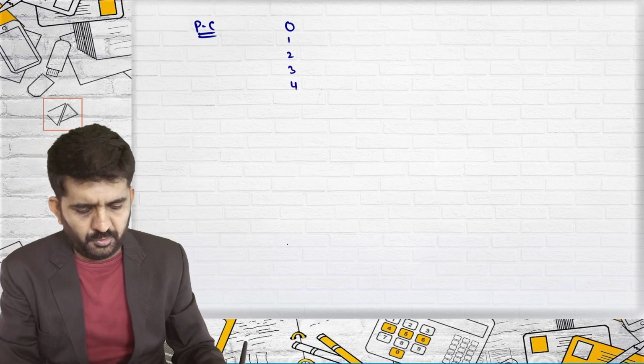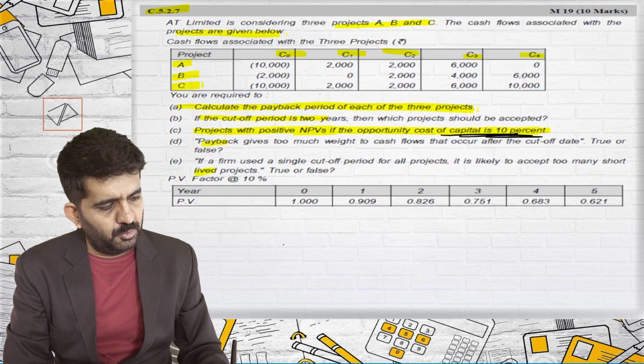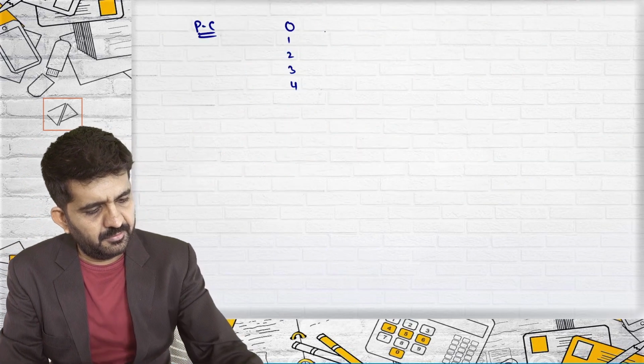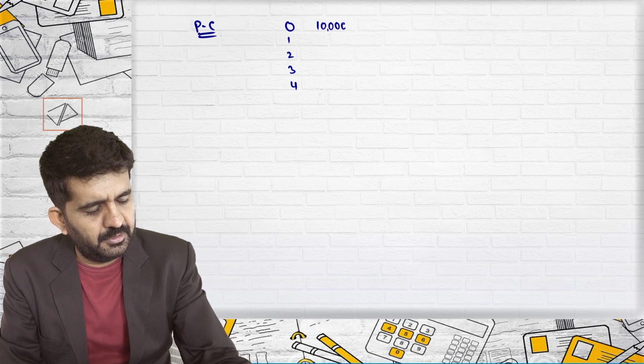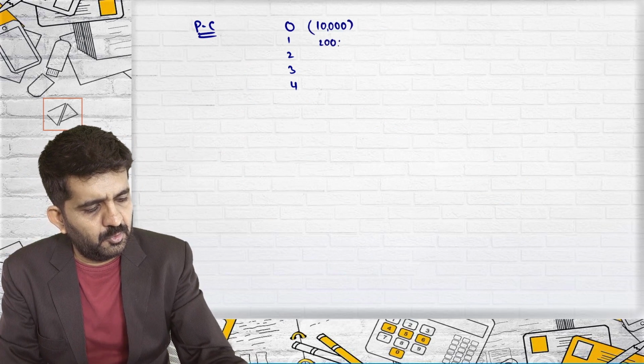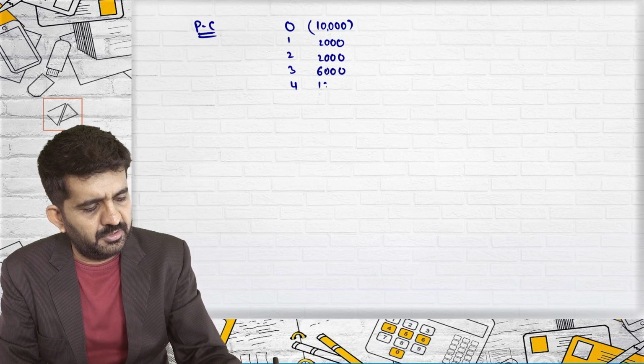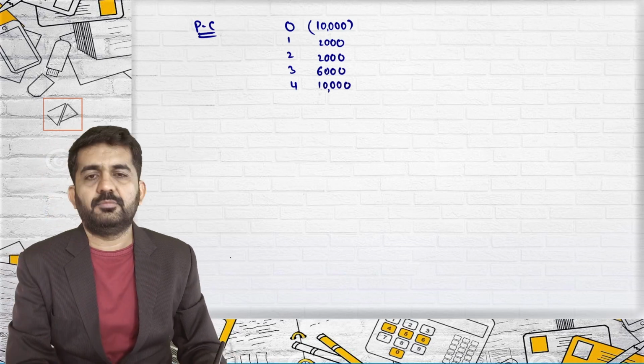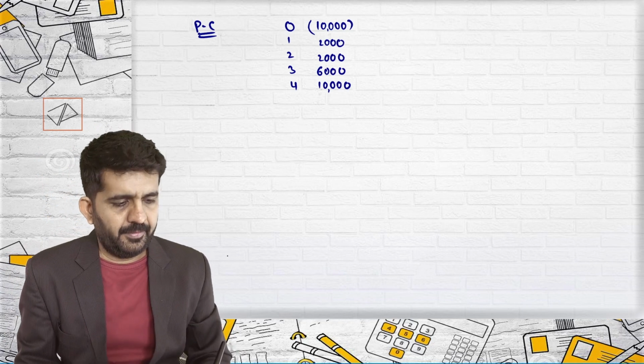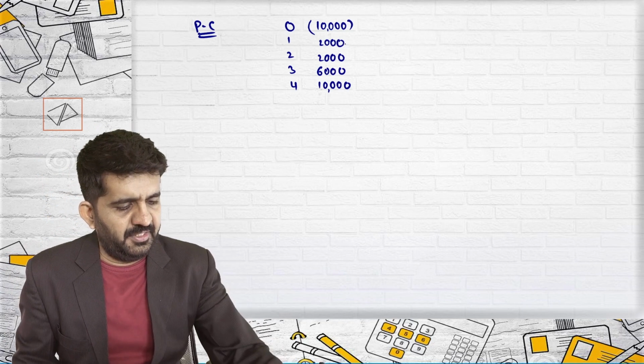Project C, years 0, 1, 2, 3, 4: negative 10,000, 2,000, 2,000, 6,000, 10,000. Payback period is 3 years.